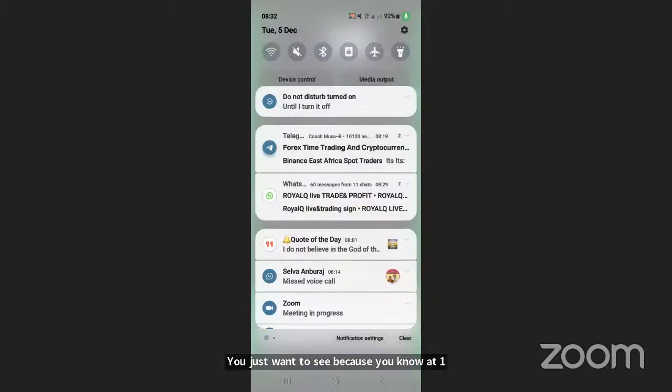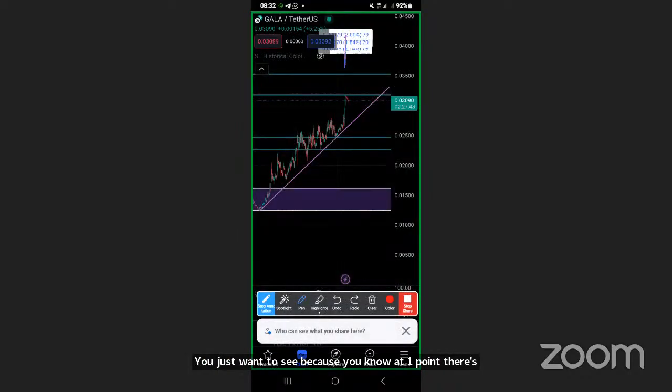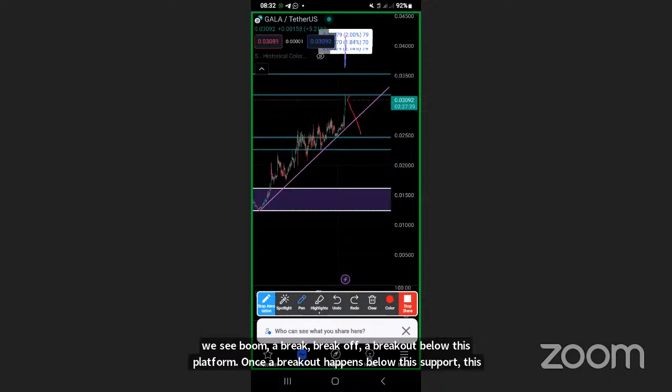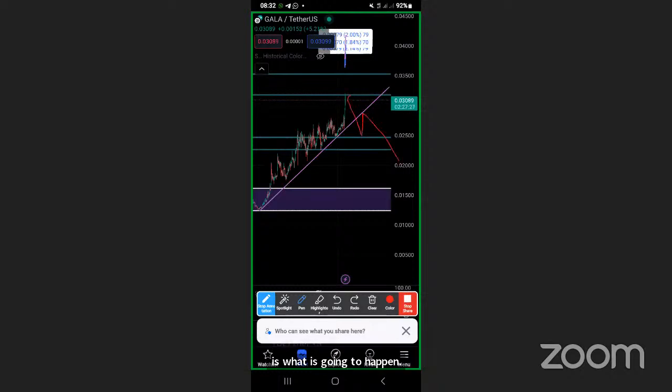You may have something like this. The price may come back to the very support and fail to be supported, then boom, a breakout below this support. Once a breakout happens below this support, this is what is going to happen. It comes down, breaks below the support, goes to retest it, and then boom. This is a dangerous thing. It means the trend has changed. It is no longer going to continue up. This market trend has reversed. It is now going to go to the downside.